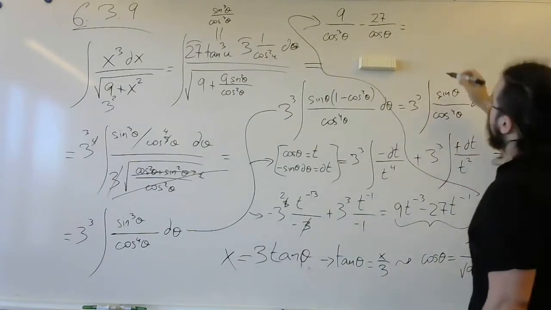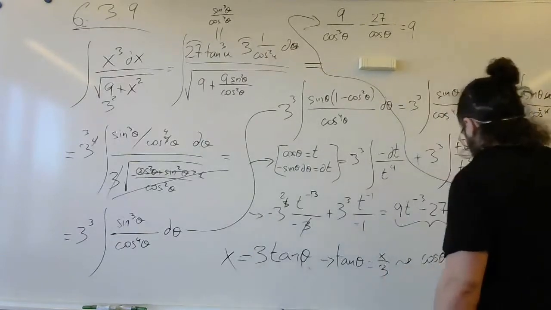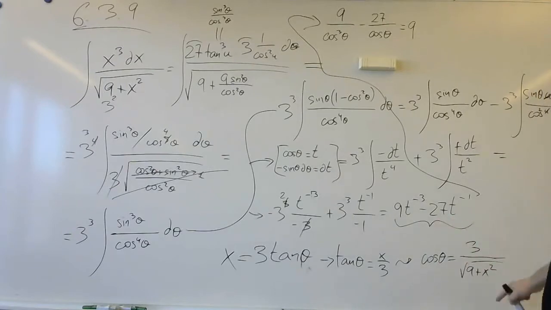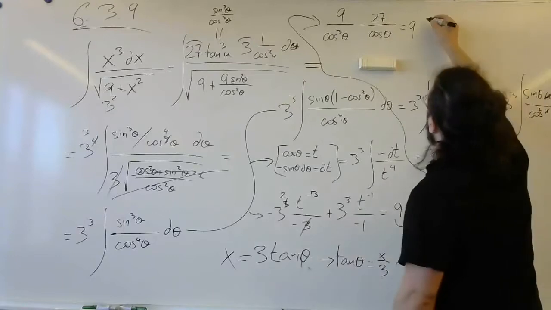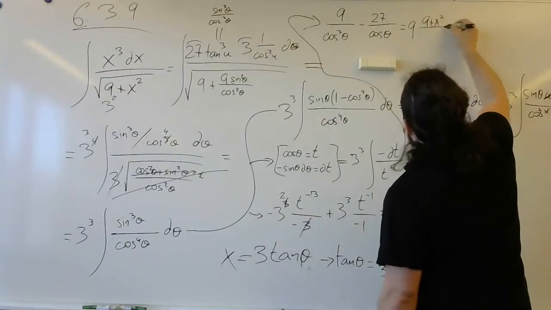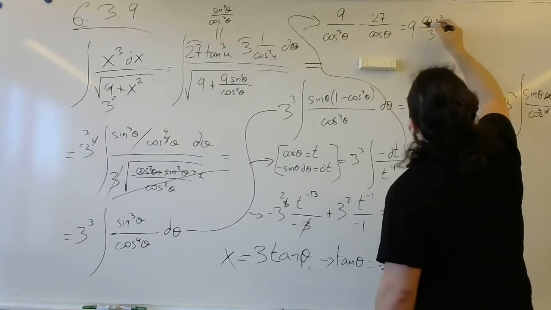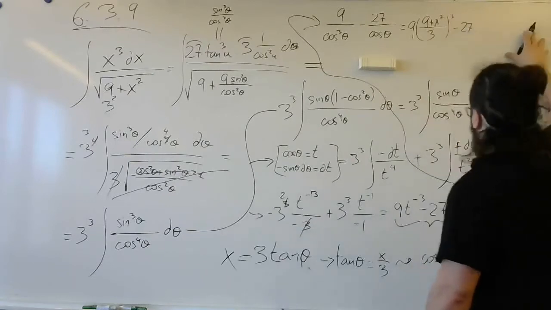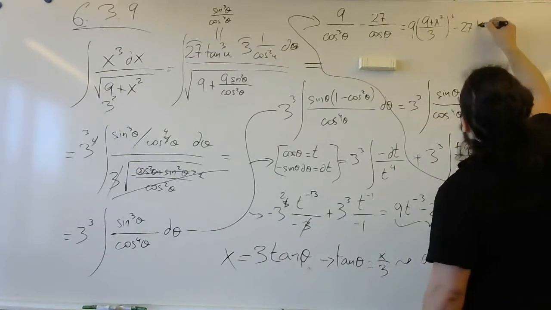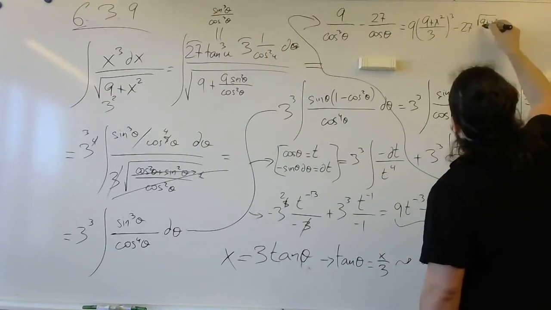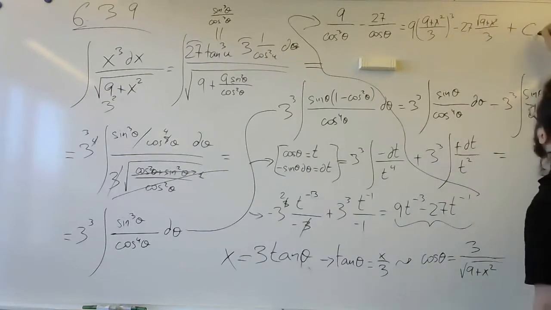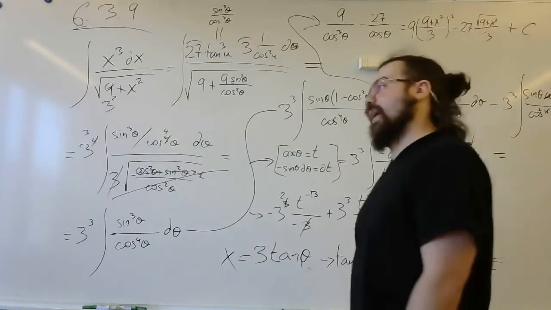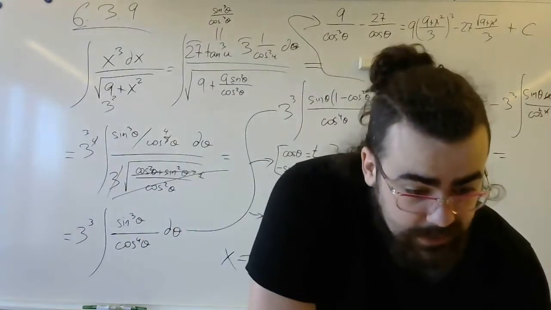So this is 9, this thing to the power minus 3 is the inverse fraction to the power 3. So 9 plus x squared cubed, and 27 square root of 9 plus x squared divided by 3. We add an integration constant and we are good to go. Now that doesn't look half bad. I'm going to check if you can see it.